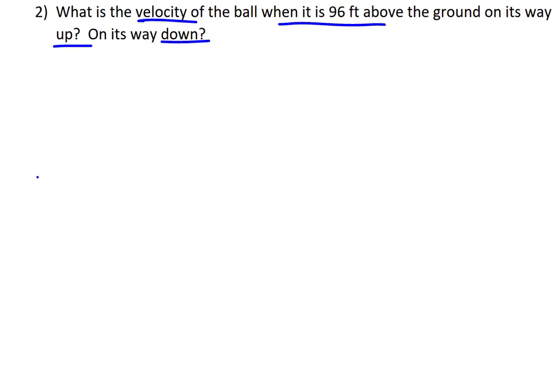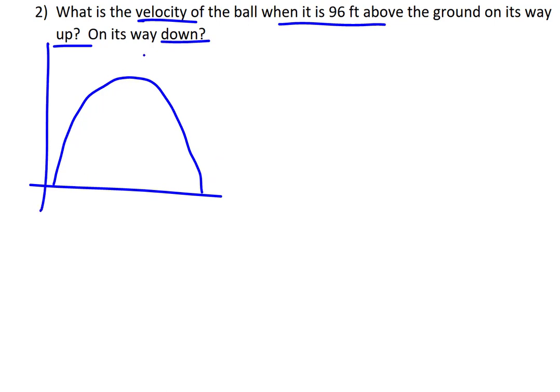Okay, so let's get the context. I think a picture is usually pretty helpful for this. Remember, the ball goes up, peaks out, and then comes back down. We also just found that this maximum height reached by the ball turned out to be 100 feet. Now in this question, they're asking, what is the velocity of the ball when it is 96 feet above the ground? 96 would be a little below the max, but notice that it would occur in two places. It'd be on the way up and then on the way back down. It would cross the 96 feet height level in both of those directions.